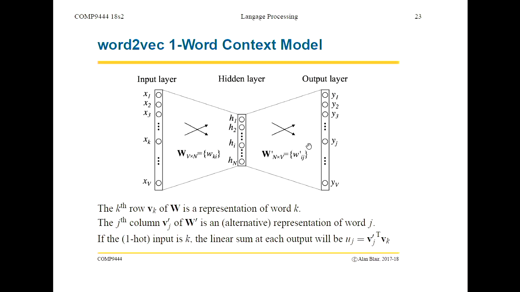But if you think about the probability, or if you think about the output for a particular word j, it's just this hidden unit activation vector multiplied by the jth column of this matrix. Okay, so the kth row of this matrix is the representation of k. And the jth column of this matrix is a representation for the word j, but it's an alternative representation.